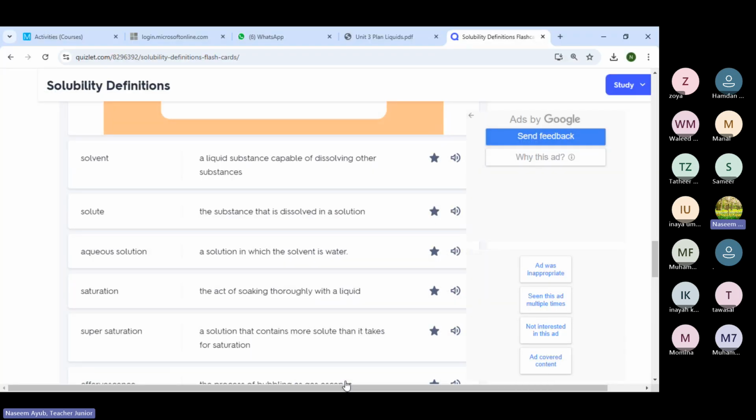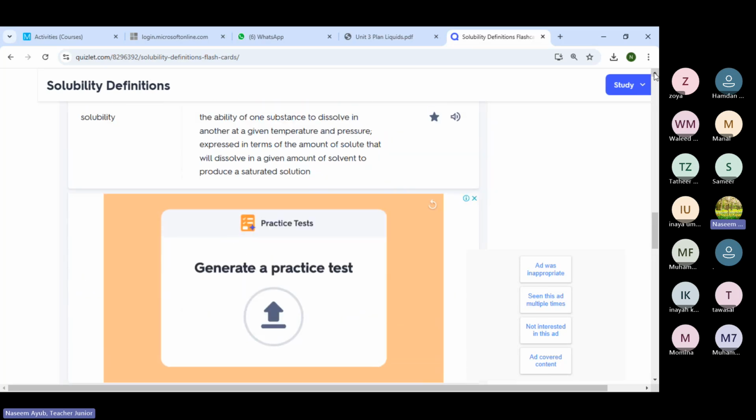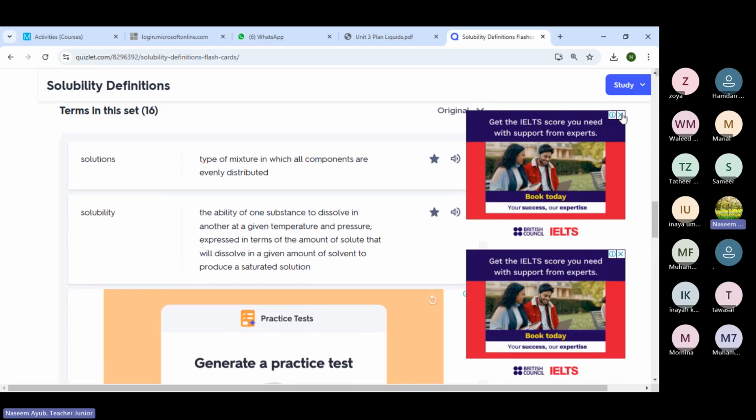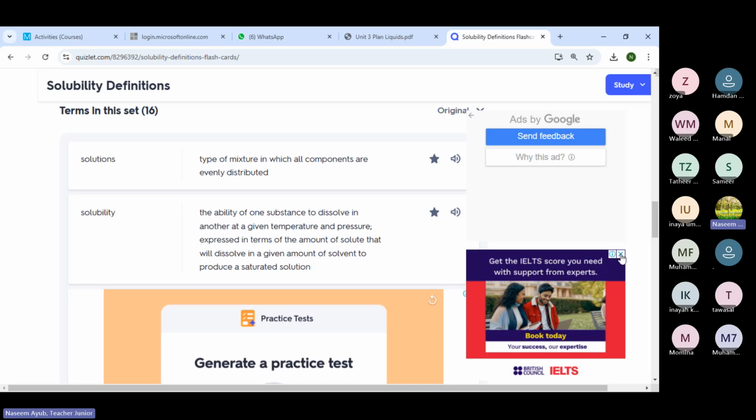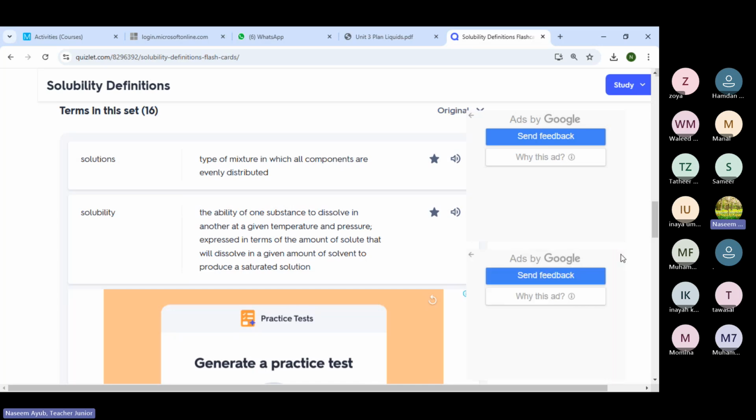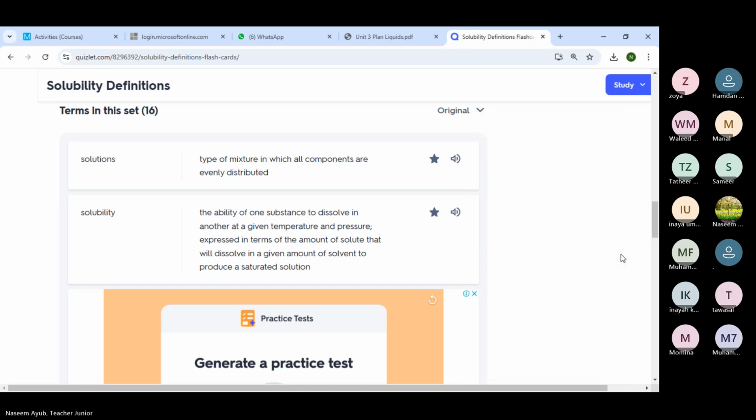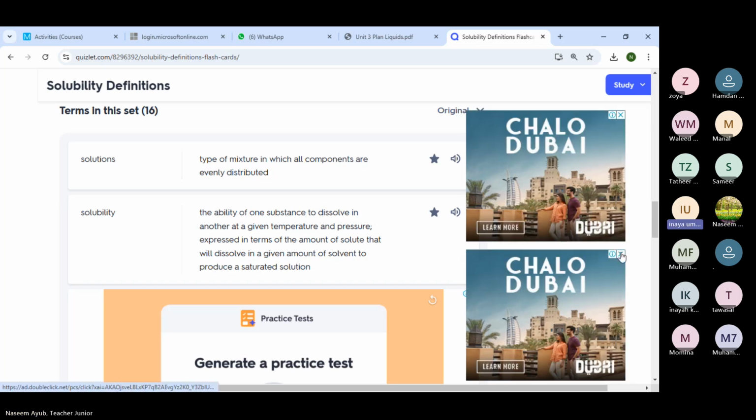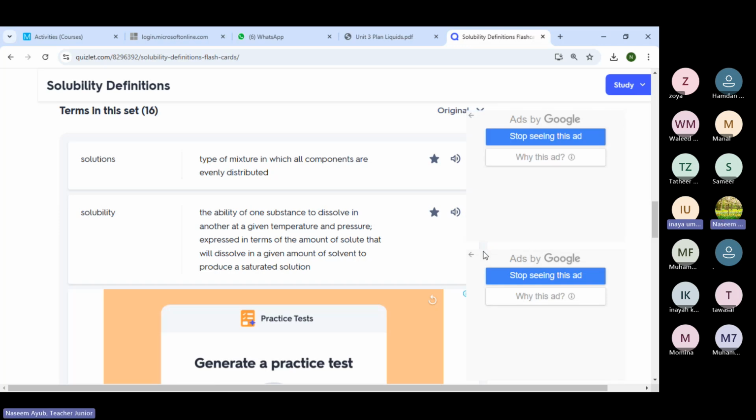Okay. My screen is already shared with you. Can you see some of the definitions that are given? Because we are going to practice on Quizlet, so in that you need to go through these definitions. So here is a simple definition for solution. Anyone from you, I would prefer one by one. So yes, Inaya, can you unmute and please read the definition of solutions? Type of mixture in which all components are evenly distributed.